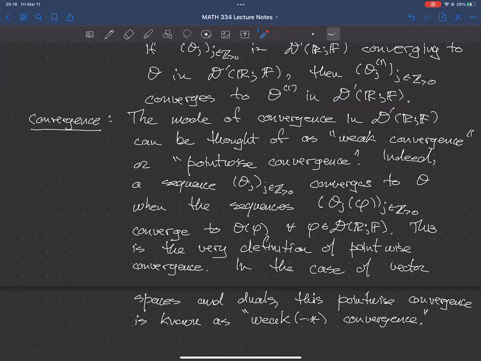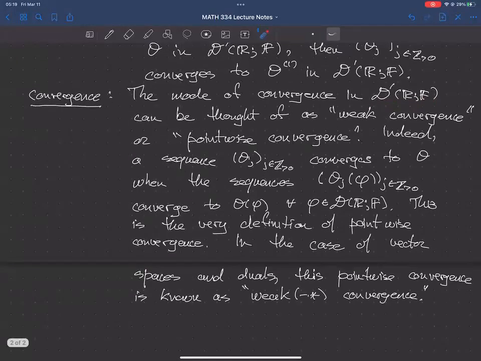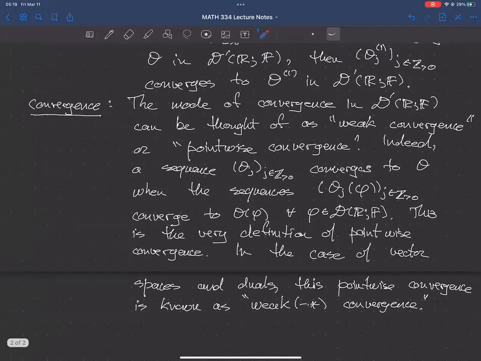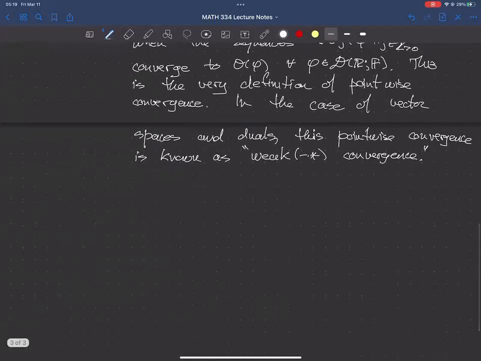And so I mentioned that you need to do some work to show that this kind of convergence that I'm talking about here for distributions, this pointwise convergence, is actually characterized by the convergence of sequences. In other words, sequences are enough to characterize what's called the weak star topology on D prime. So that's sort of a general framework for how to think about convergence of distributions.